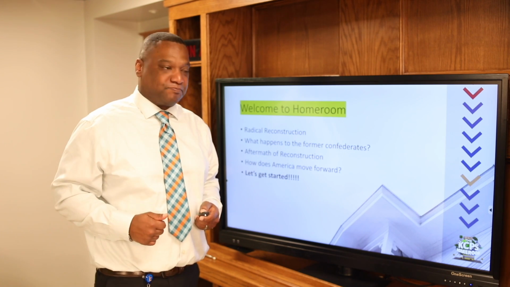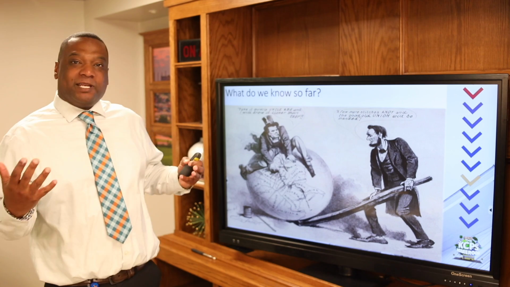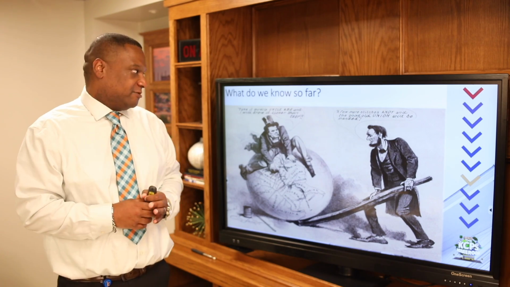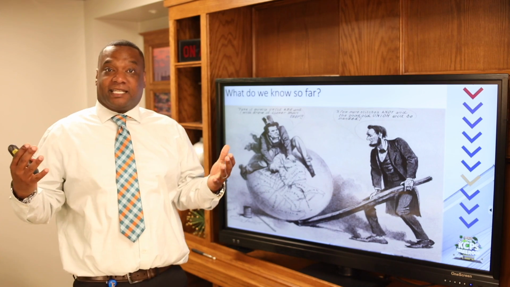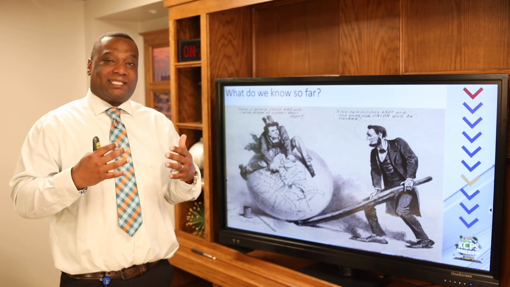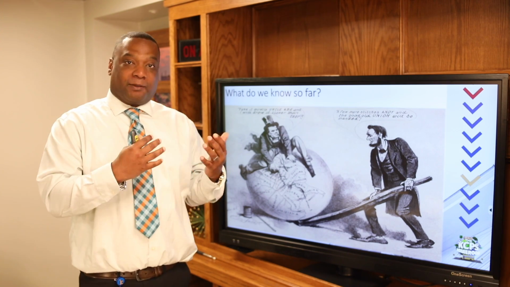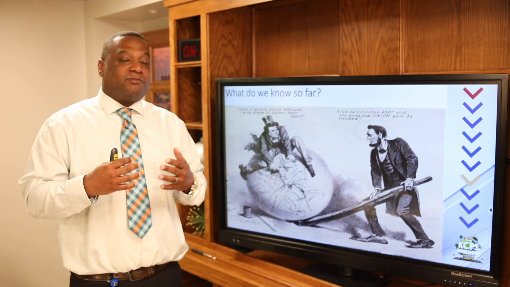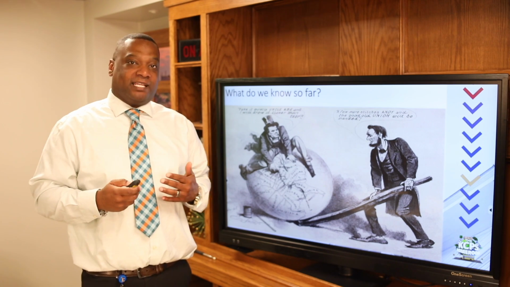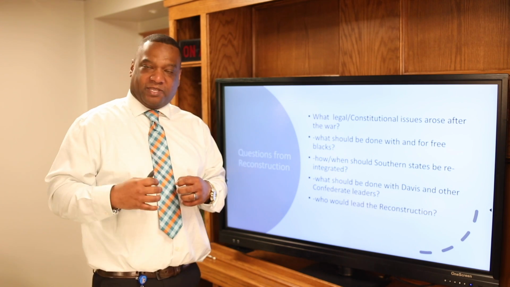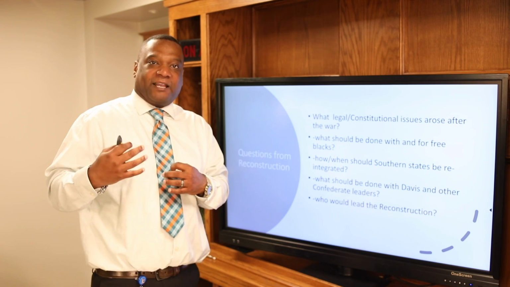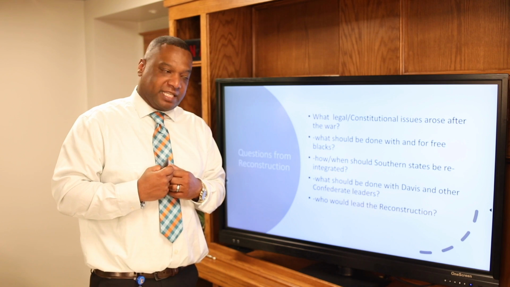Let's get started. So, what do we know so far about radical Reconstruction? What do we know so far about the Reconstruction period? We know that Abraham Lincoln died in 1865, and he was replaced by President Johnson. Remember, President Johnson didn't have too many friends. He was one of the original guys from the South that stayed with the Union. That's what made him a good vice president and helped keep the Union together.